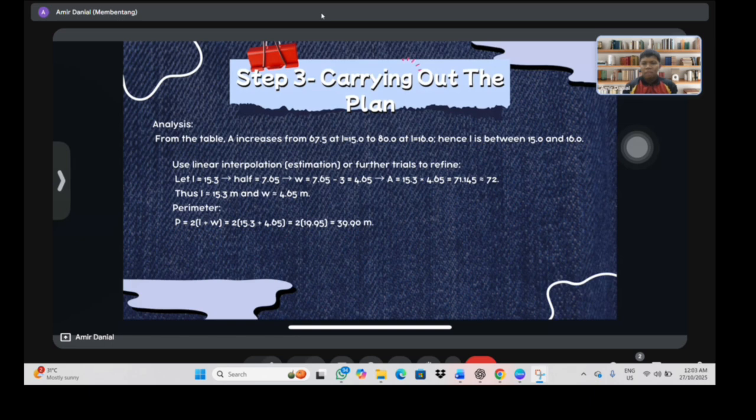The perimeter P, we got P equals 2 times L plus W, equals 2 times 15.3 plus 4.65, equals 2 times 19.95. So we got the final answer, which is 39.9 meters.